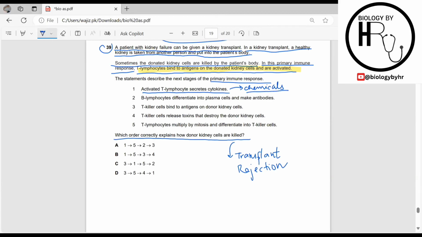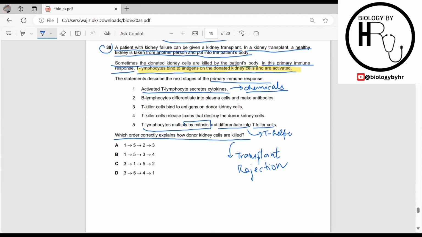What do these chemicals do? They stimulate the T lymphocytes to do the clonal expansion. And what happens in this clonal expansion is that the T lymphocyte cells are dividing by the process of mitosis and they are increasing in their number. Then some of the T lymphocytes differentiate into the T killer cells and some of the T lymphocytes differentiate into the T helper cells.